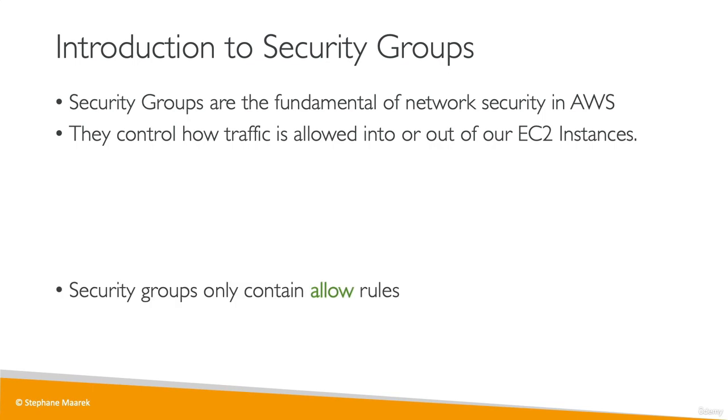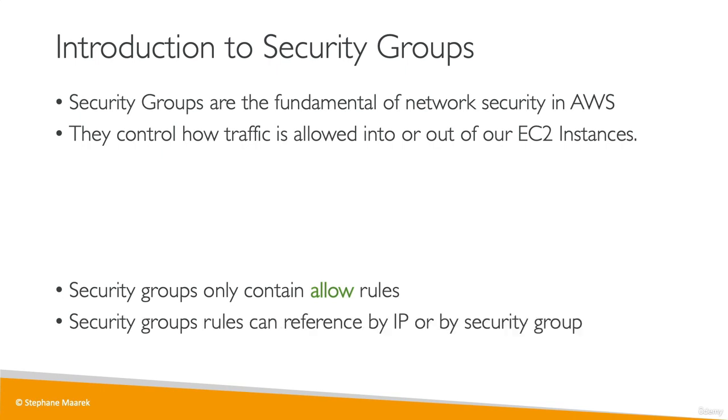Security groups are going to be very easy. They only contain allow rules, so we can say what is allowed to go in and to go out. And security groups can have rules that reference either IP addresses, so where your computer is from, or other security groups. As we'll see, security groups can reference each other. So here, let's take an example.